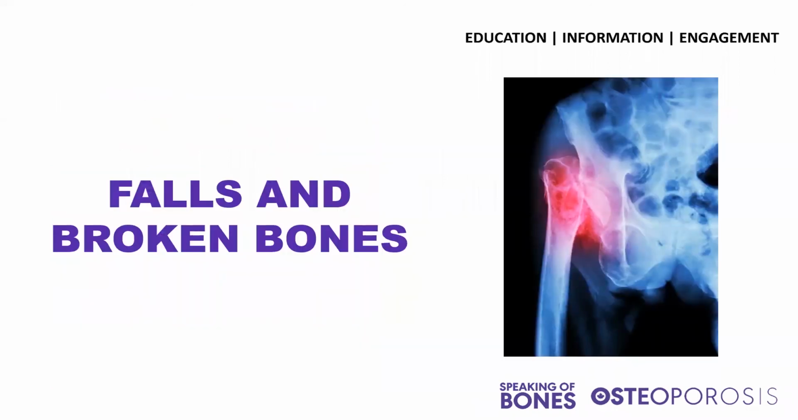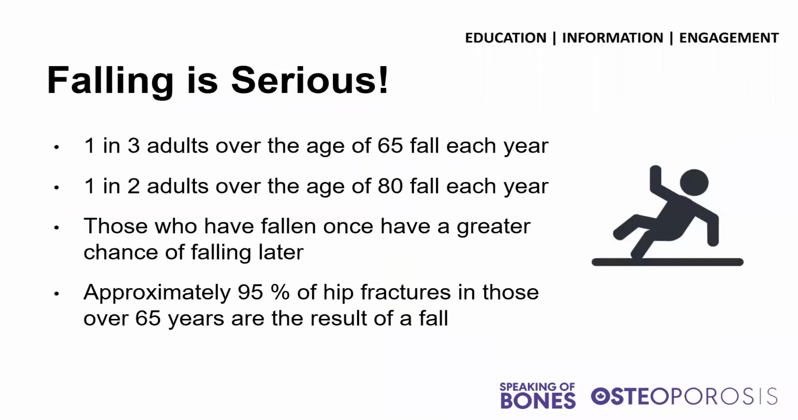All right, so the final section is falls and broken bones. Falling is serious. 1 in 3 adults over age 65 fall each year, and 1 in 2 adults over the age of 80. Those who have fallen once have a greater chance of falling later, and approximately 95% of hip fractures in people over 65 years of age are a result of a fall.